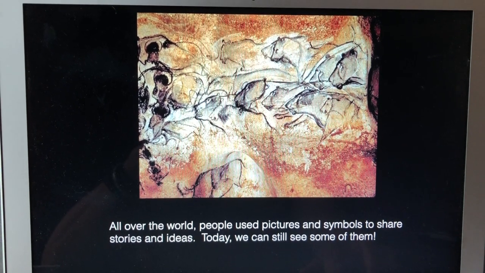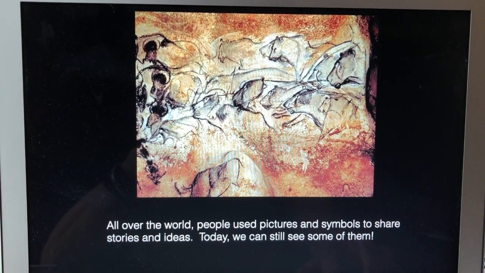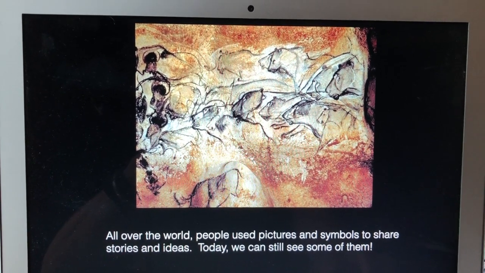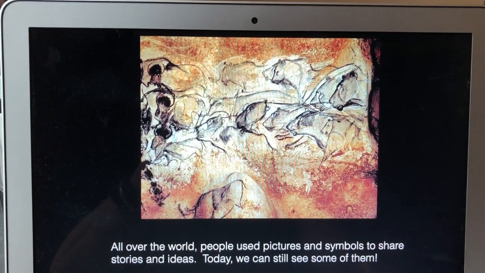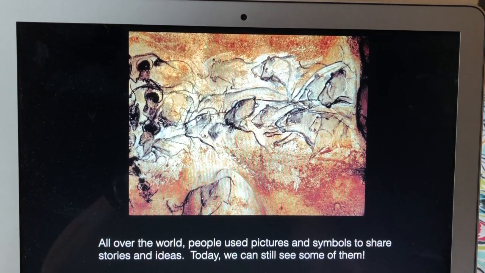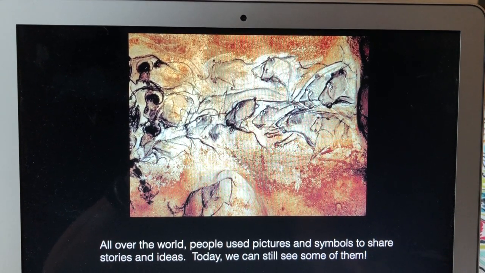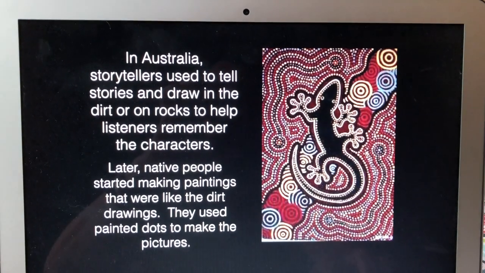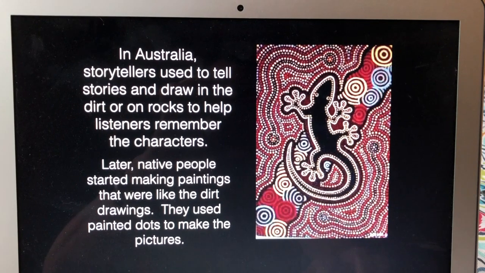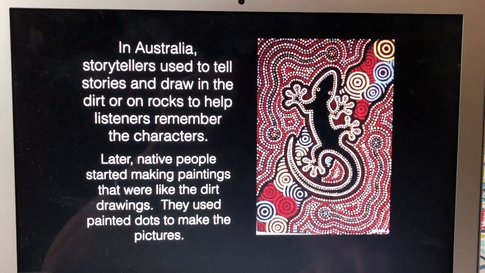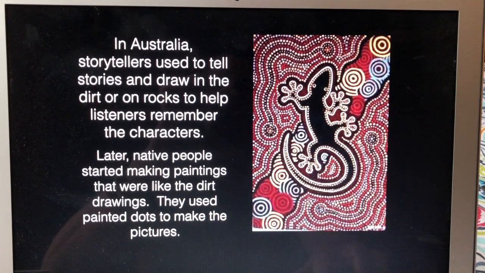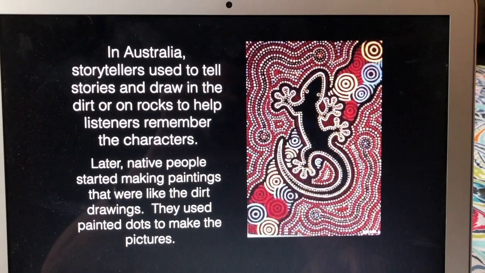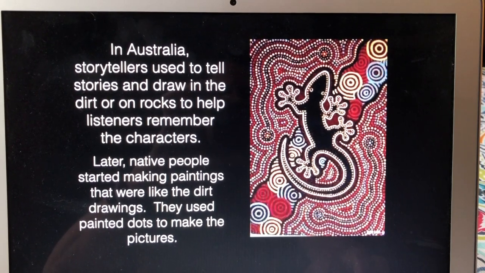All over the world, people used pictures and symbols to share stories and ideas. Today, we can still see some of them. So all these pictures are photographs that people took of cave paintings and rock paintings that they found. In Australia, storytellers used to tell stories and draw in the dirt or on rocks to help listeners remember the characters. Later, native people started making paintings that were like the dirt drawings. They used paint dots to make the pictures.